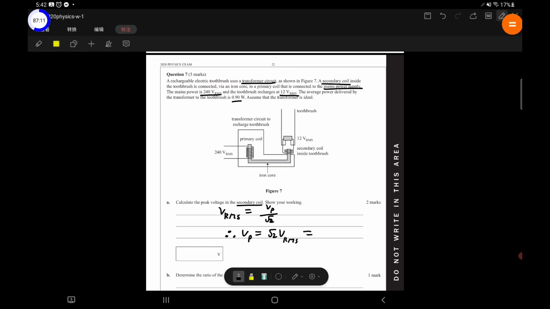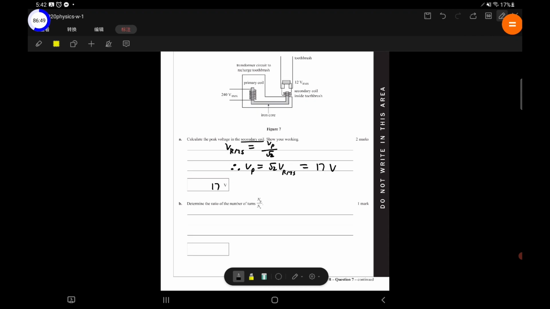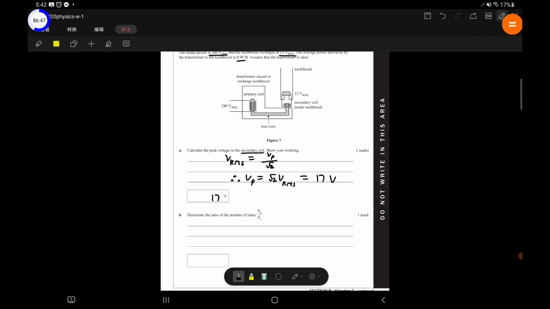Okay, and that would be around 24, around double. Also not double, around 18, I should say, around 1.5 of our actual value here. So plugging this into my calculator, this is what I get. 17 volts. Now we have to determine the ratio of turns between our primary and our secondary coils.